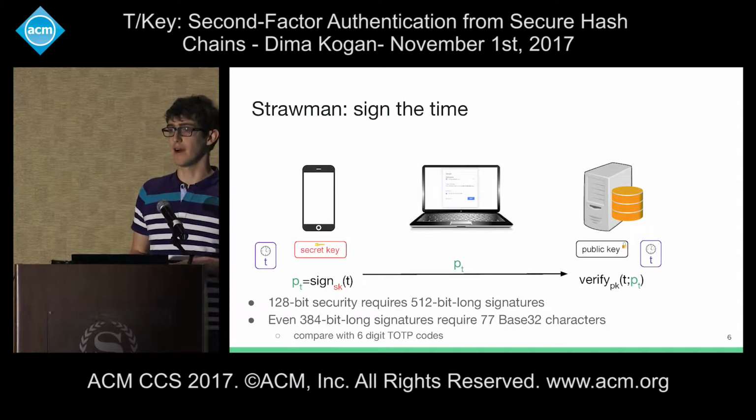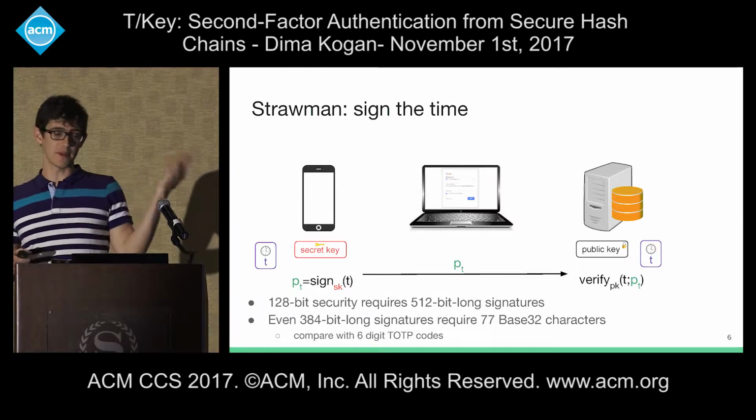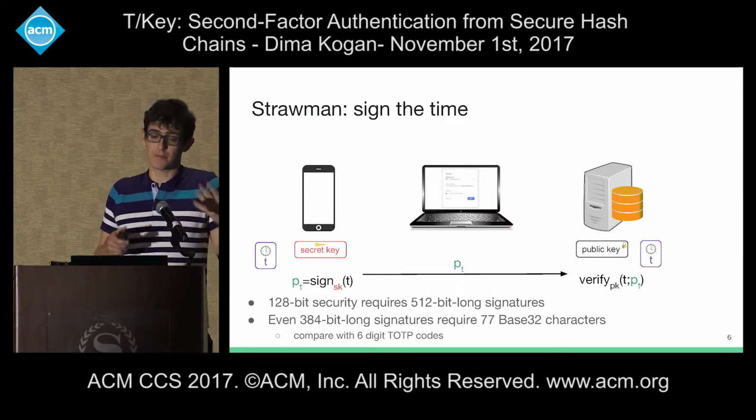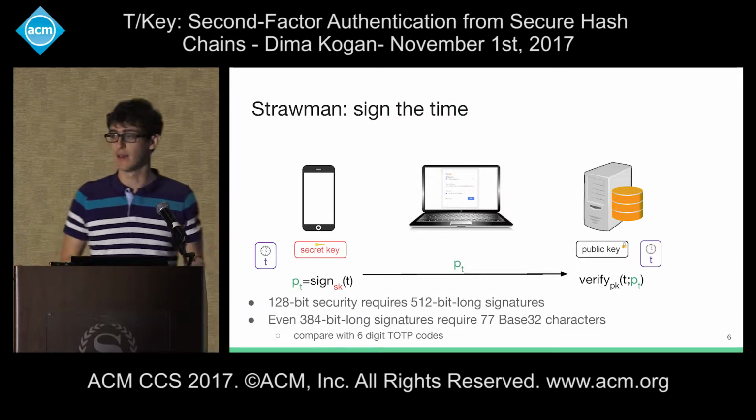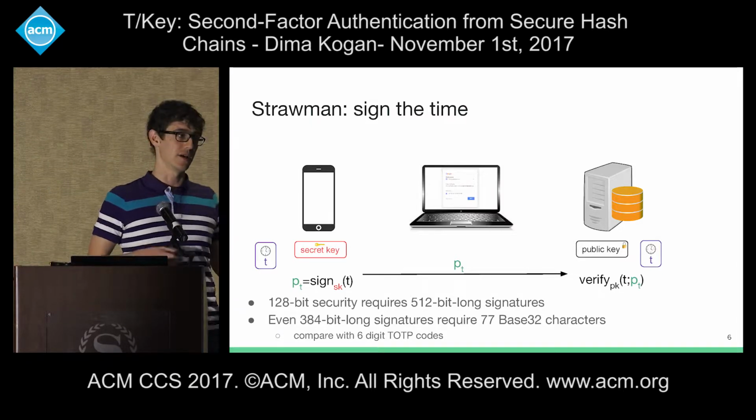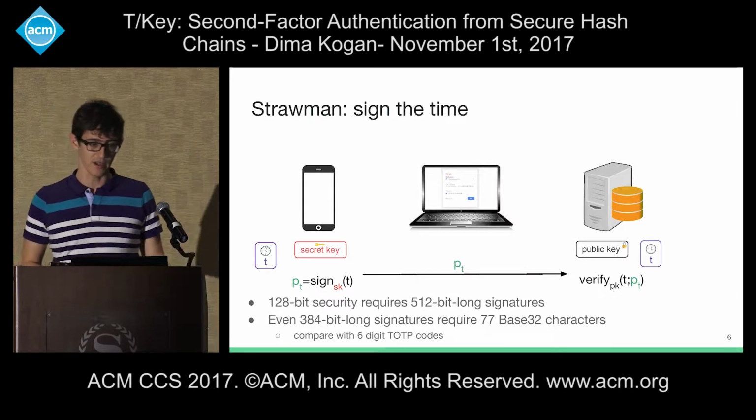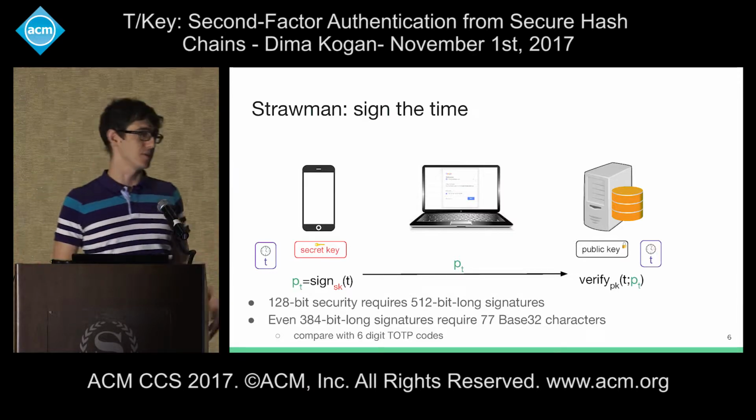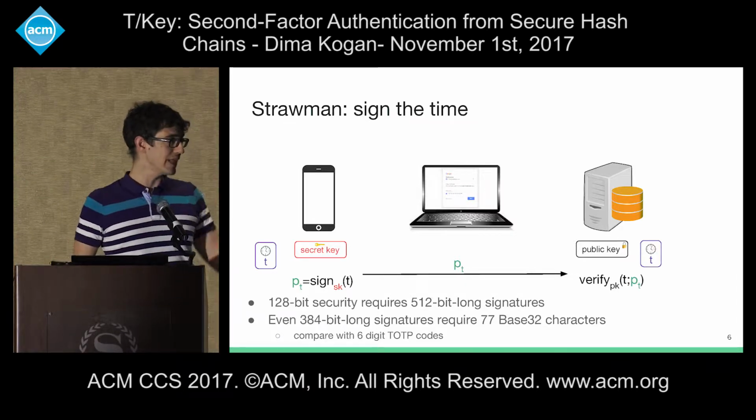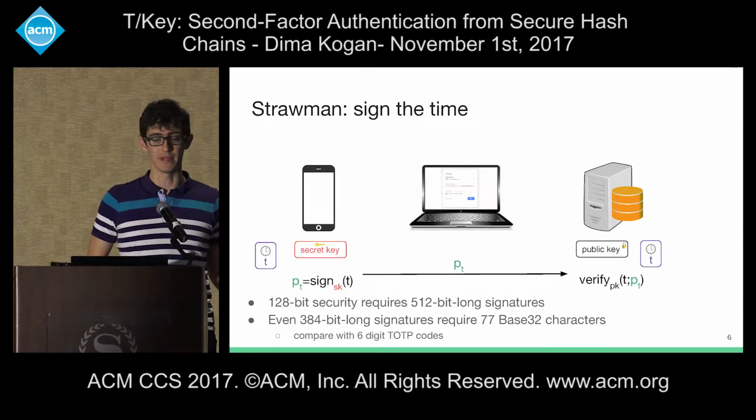So just to get a sense of the design space here, consider this strawman solution, in which this problem can be easily solved by using public key crypto. In this solution, the client would just have the secret key, and the server would have the public key, so no secrets on the server. The client can then issue a signature on a time-based counter using the secret key, relay it to the server, and the server can verify the signature using the public key.